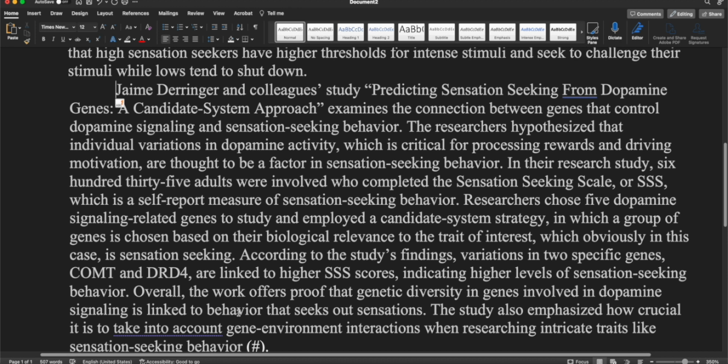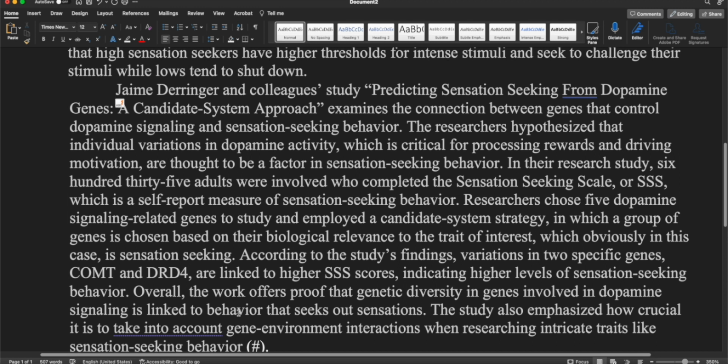Jamie Derringer and colleagues' study, Predicting Sensation Seeking from Dopamine Genes: A Candidate System Approach, examines the connection between genes that control dopamine signaling and sensation seeking behavior. The researchers hypothesized that individual variations in dopamine activity, which is critical for processing rewards and driving motivation, are thought to be a factor in sensation-seeking behavior.